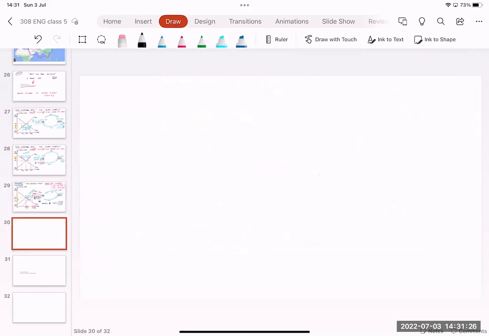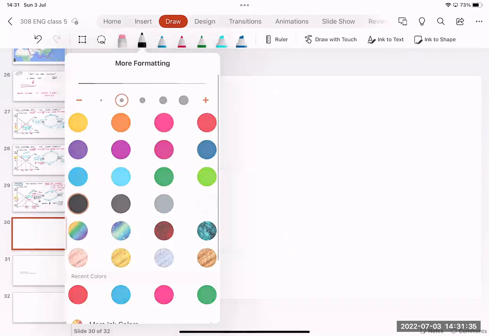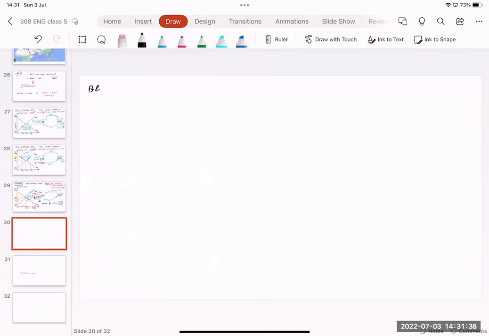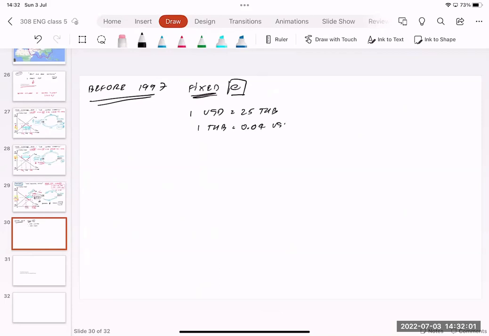So this situation created a big impact on the Thailand economy. Let me give you more detail. Before 1997, Thailand used the fixed exchange rate system. We fixed E: $1 equal to 25 baht, or 1 baht equal to 0.04 US dollar, which means the nominal exchange rate equals 0.04.